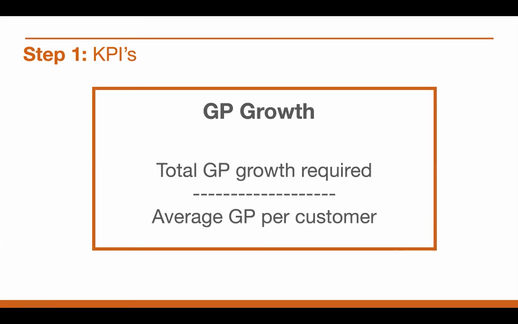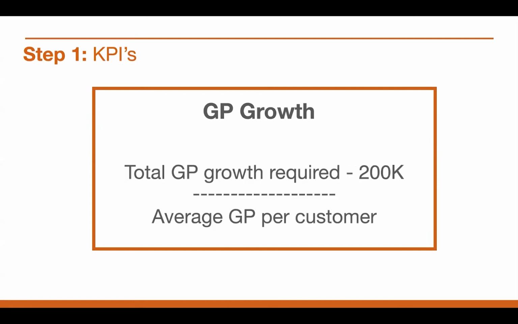As an example, I'm going to use an example because I think it's easier to explain. If we take a £1 million turnover MSP with a 40% profit margin, that would give us 400k GP for the business in that year. And let's say that we want to double the growth of that GP. So therefore we would need another 400k GP. So the total GP growth required would be 200k.